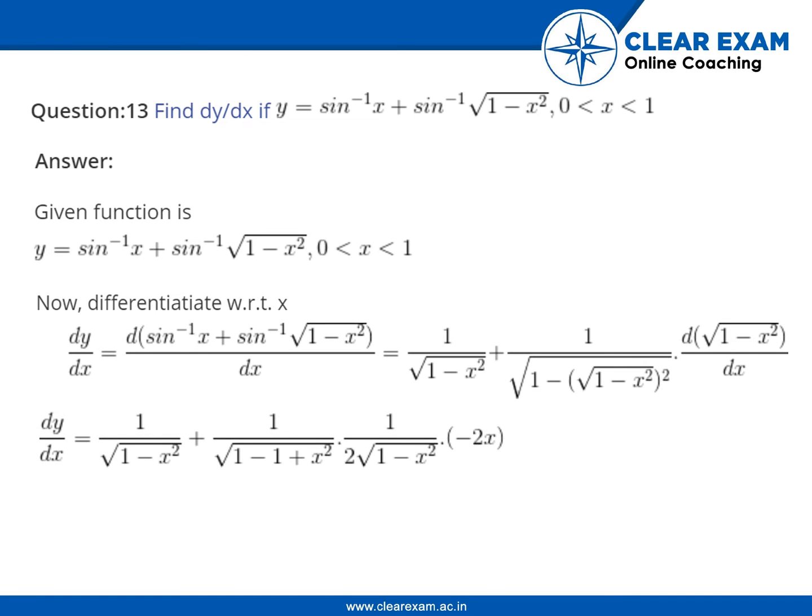dy by dx is equal to 1 upon under root of 1 minus x square plus 1 upon under root of 1 minus 1 plus x square, into 1 upon 2 into under root of 1 minus x square, into minus 2x. dy by dx is equal to 1 upon under root of 1 minus x square minus 1 upon under root of 1 minus x square. dy by dx is equal to 0. Therefore, the derivative with respect to x is 0.